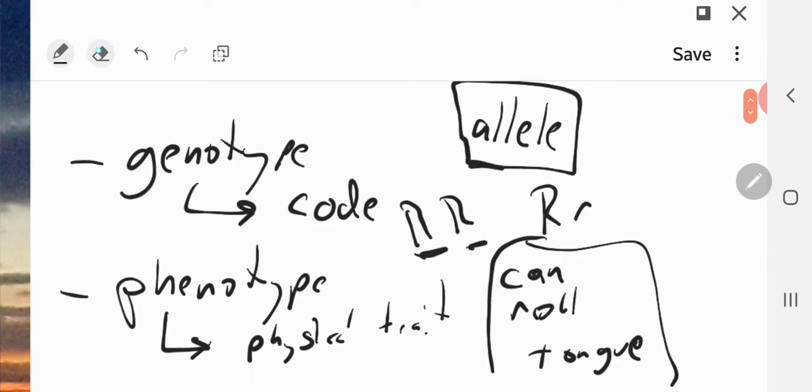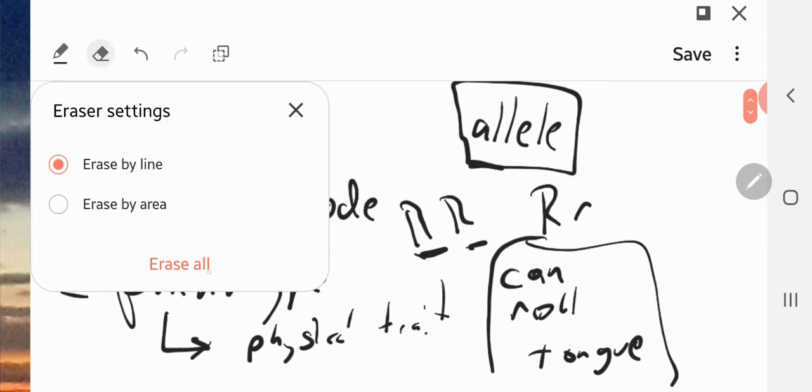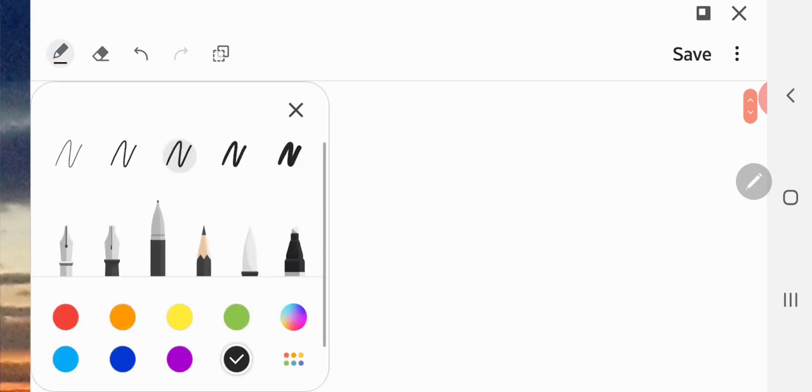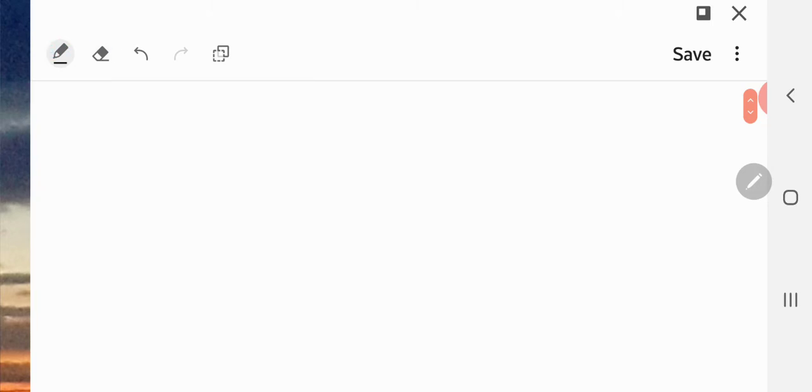Now let's talk about these patterns of inheritance, and we'll start right there with rolling your tongue. Hopefully you finished practicing rolling your tongue. Let's talk about some simple things. Another concept that comes up with genetics is dominant and recessive. So what does it mean? Let's put up genotype here.